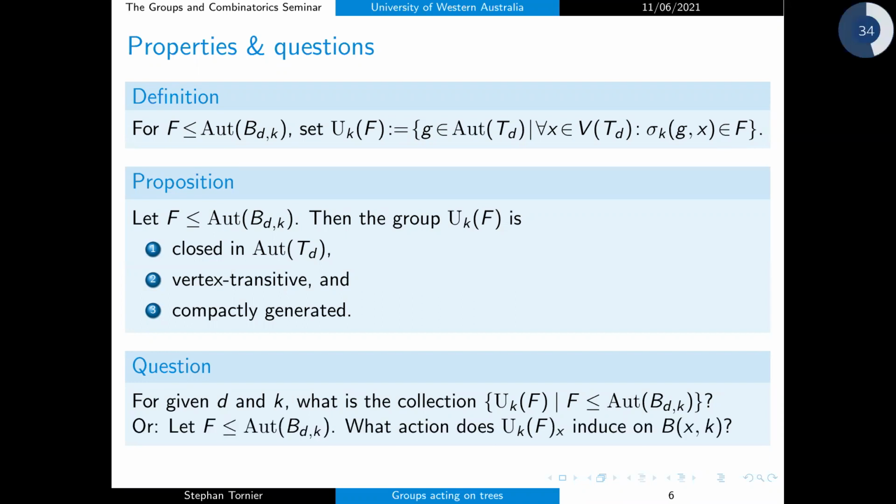So another way to phrase this question is, if I take UK of F, but then fix a vertex in the tree, what action do I induce on the K ball around that vertex? Is that really all of F, or is it less? And it, like I said, it can sometimes be less than F. So I want to understand this condition better when it is exactly equal to F.